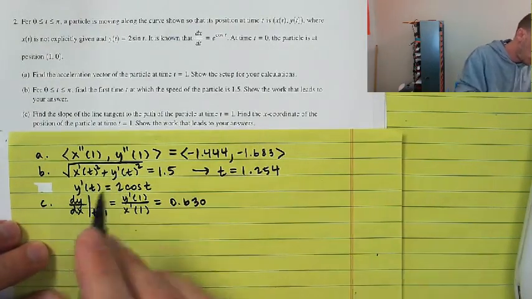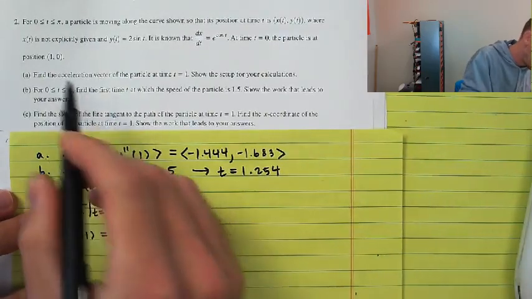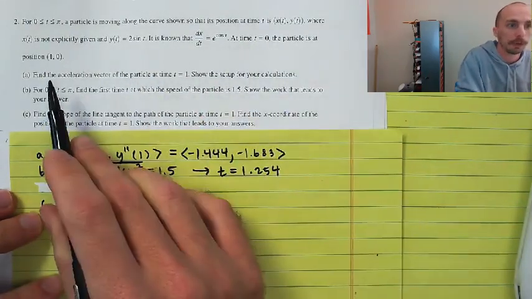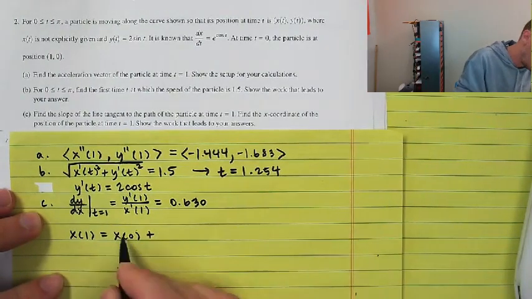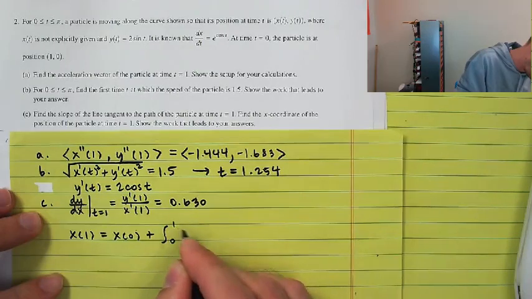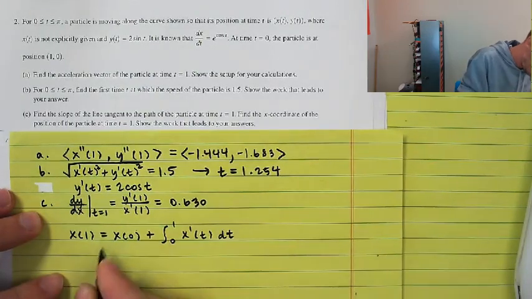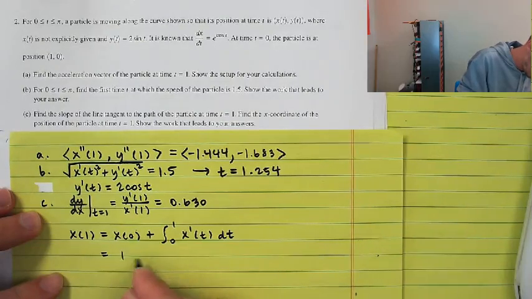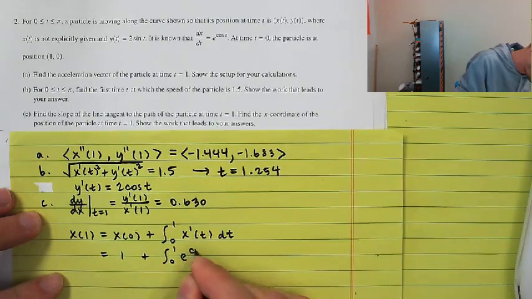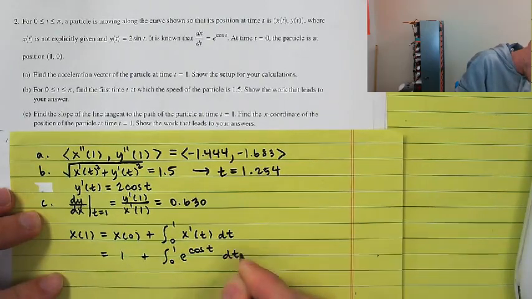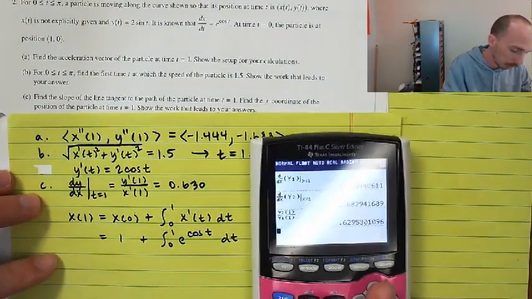And then find the x-coordinate of the position of the particle at t equals 1. Well, that's x of 1, and they already gave me x of 0 up here at time t equals 0. The position is 1. So x of 1 equals x of 0 plus the integral from 0 to 1 of the derivative of x. Okay, x of 0 is 1, plus the integral from 0 to 1 of x prime, which is e to the cosine t dt, and don't try to be a hero and anti-differentiate that thing. It doesn't have a closed form antiderivative.